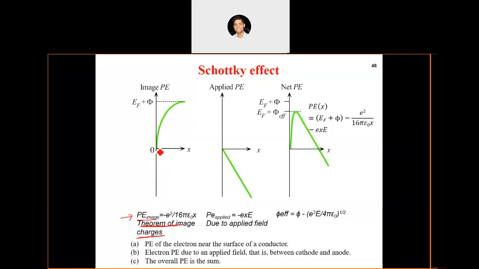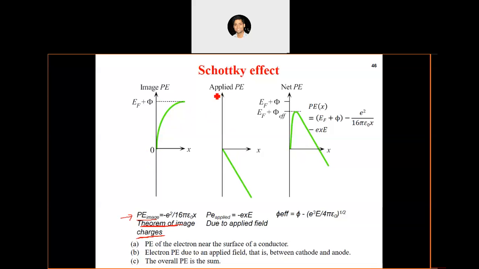Zero is within. If we remember in free electron theory, we have already assumed that the potential energy of the electron within the material is zero. So we are taking this potential energy of the electron as zero within the material. From there, taking that as a reference, the energy of the electron will look like this.